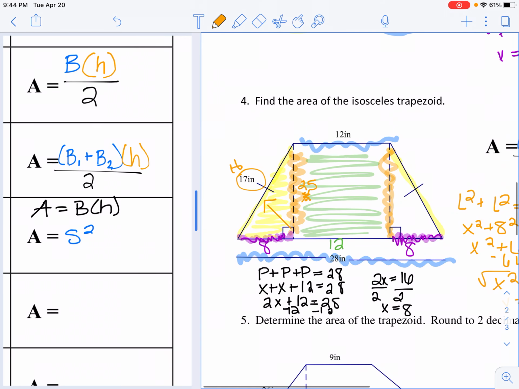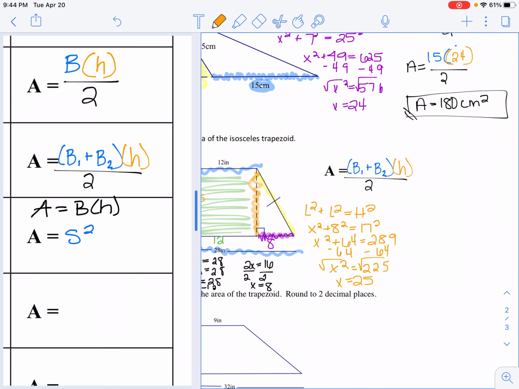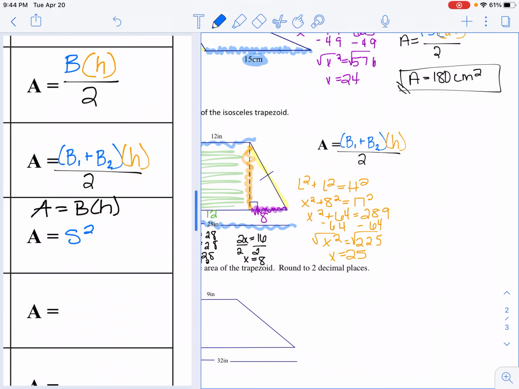All right, so now you have your bases, now you have your height. Go ahead and plug it into your area formula. Pause it, plug it in, and then I'll show, and then unpause it so that you can see my work. So the length of your bases are 12 plus 28 times the height, which is 25, divided by 2 is going to be our area.